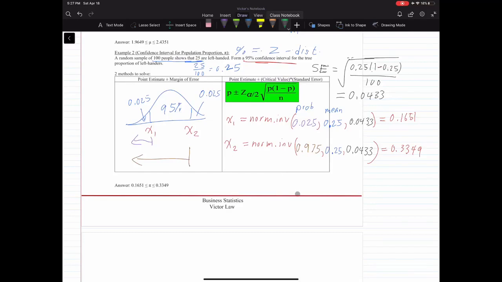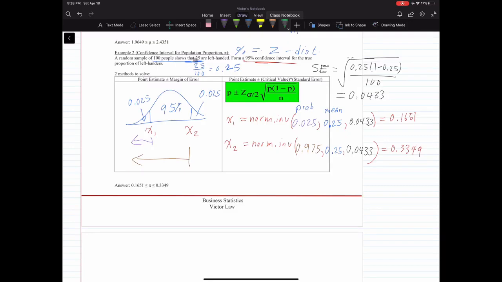Example 2, a random sample of 100 people shows that 25 are left-handed. Form a 95% confidence interval for the true proportion of left-handers. So first step, you need to know which situation you're in. And how we know which situation we're in is because we're given two numbers. We're given 25 and 100.